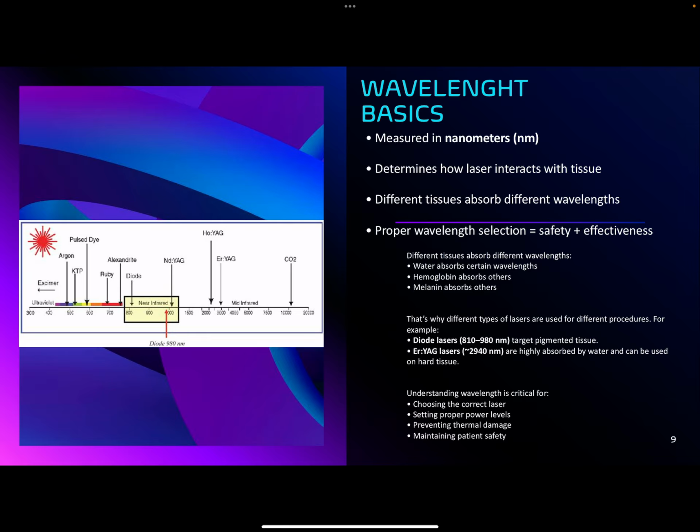For example, a diode laser at 810 to 980 nanometers targets pigmented tissues. And then others are highly absorbed by water and can be used on hard tissue. So understanding wavelength is critical for choosing the correct laser, setting proper levels, preventing thermal damage, and maintaining patient safety.